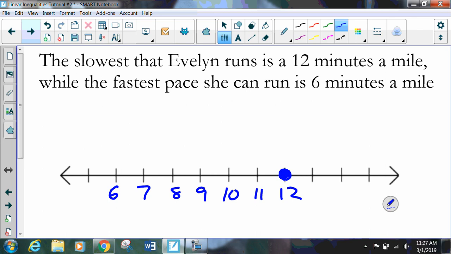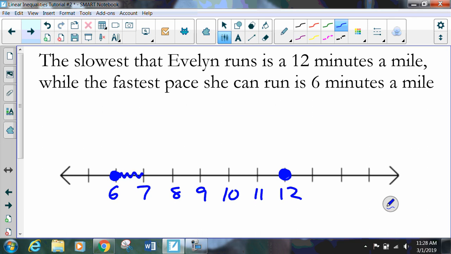All right, now let's go look at the 6. The fastest pace she can run is 6 minutes a mile. Can she run a 5-minute mile? No, she cannot. Can she run a 5.5-minute mile? Nope. But you better believe she can run exactly a 6-minute mile. She's definitely a robot.